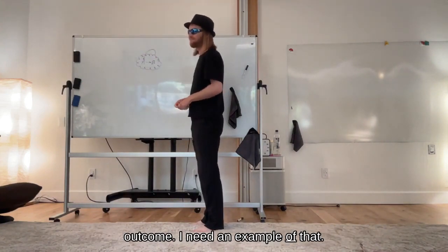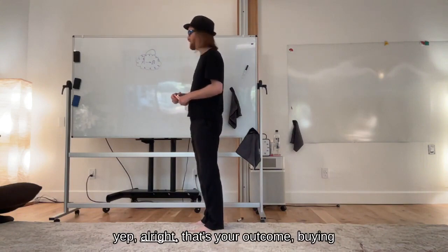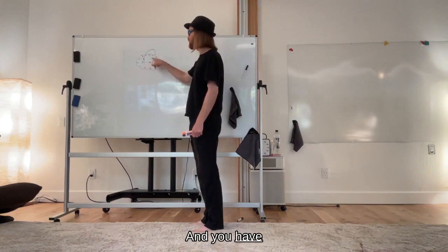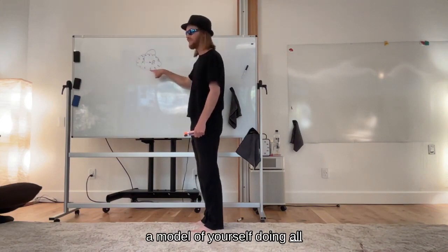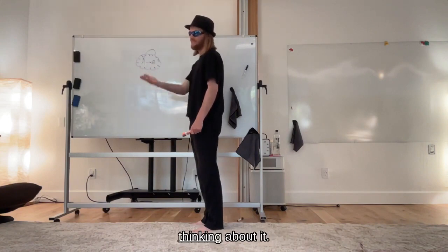All right, I need an example of that. If I want to buy kale. Yep, all right, that's your outcome, buying kale. B, yeah. And then A is using Instacart. All right, you're going to use Instacart to buy some kale. And you have a model of yourself doing all this. You're currently thinking about it.